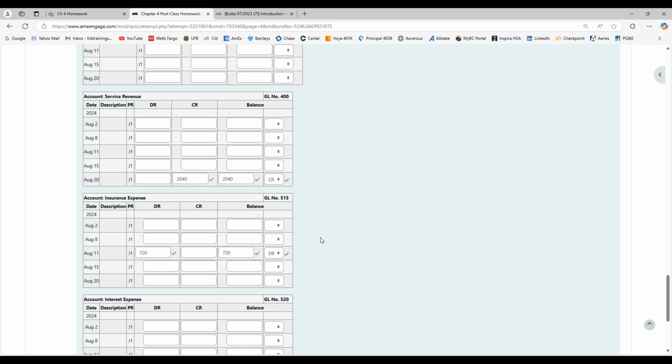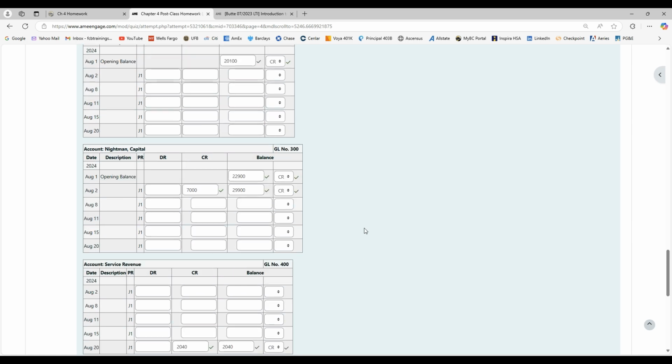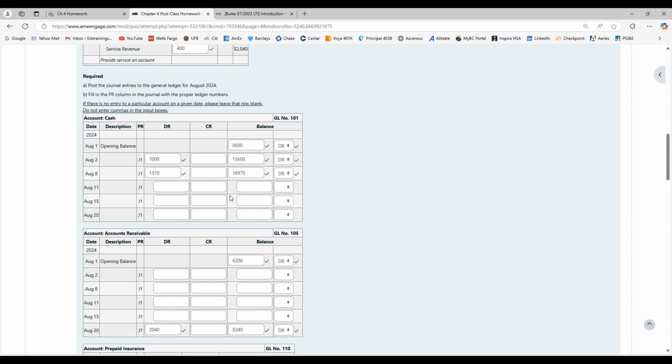Okay. Then we've got the interest expense on the 15th. So we've got 110 to the debit. And that all looks good. And we've got cash as a decrease. Oh, I'm missing the cash decrease there. Okay. So yeah, like I said, that's the process, is just go piece by piece until you see, like, oh, there's the one piece of the journal entry that I missed.